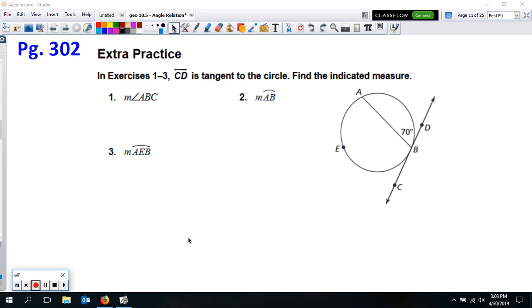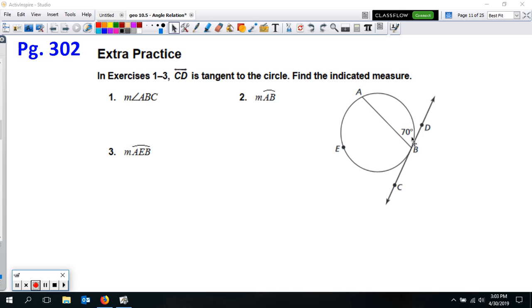Okay, our extra practice here: we have line CD is tangent to the circle. Find the indicated measure. So here's our tangent line, and here's a chord as well. Point B is where the chord and the tangent line intersect. It creates two angles. One over here says it's 70 degrees, and this other one over here, ABC, is the first one we're trying to find, number 1. So what is the angle measure for ABC?